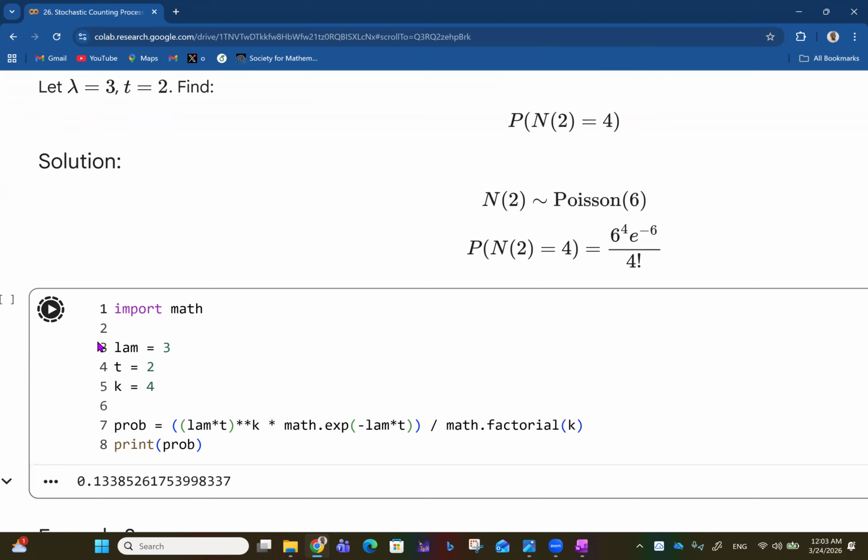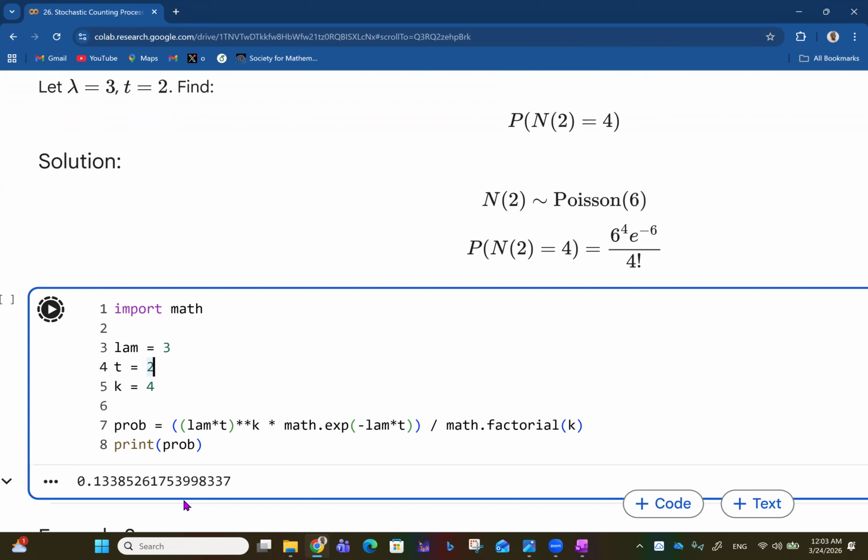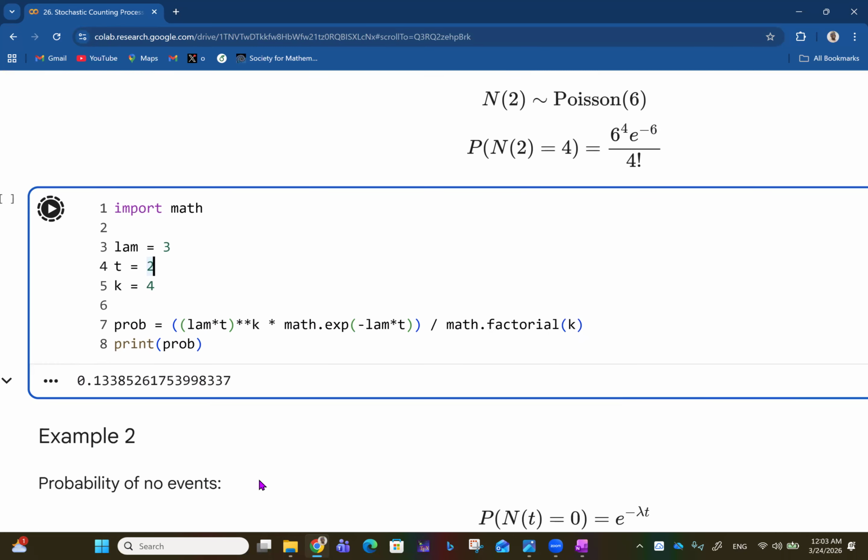So lambda is 3, t is 2, k is 4, and then you just write the probability to be lambda t raised to power k times exponent minus lambda t, divided by the factorial of k, and k is 4 here. So that gives you the results you see here. That's 0.133 and so on. To 4 decimal places, that's 0.1339.